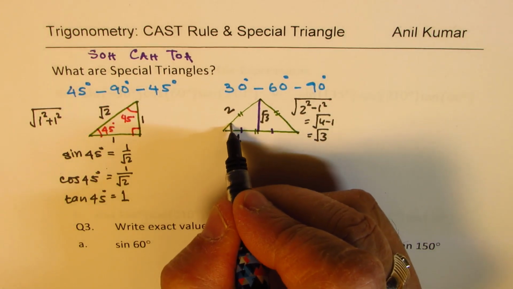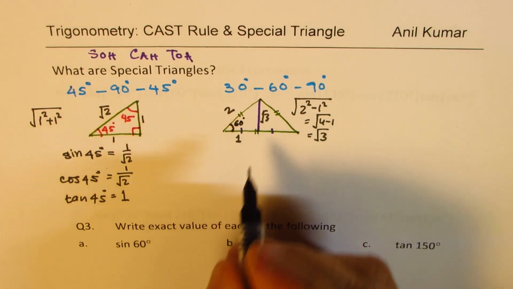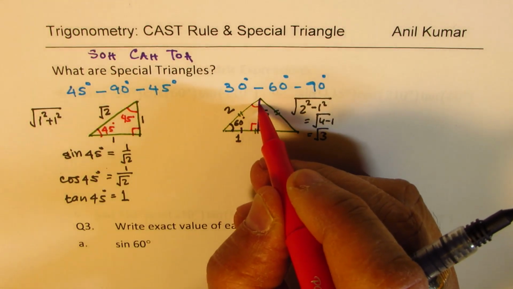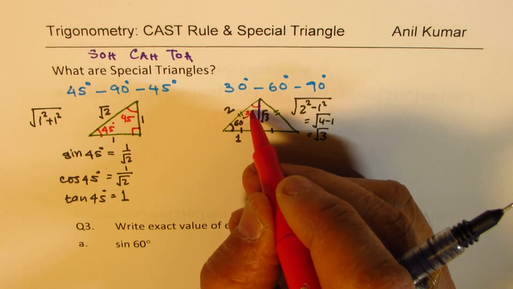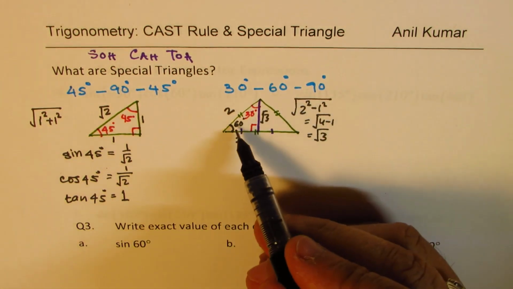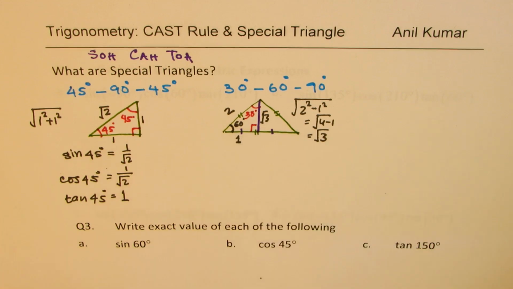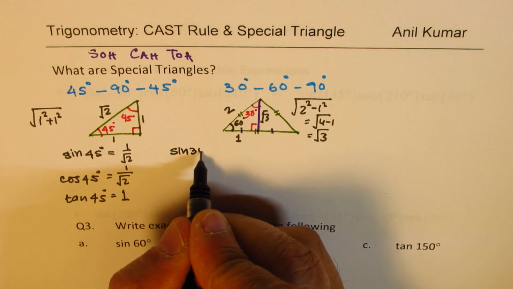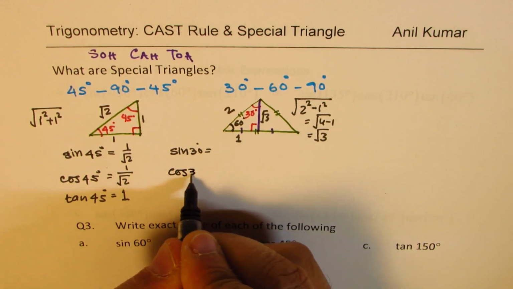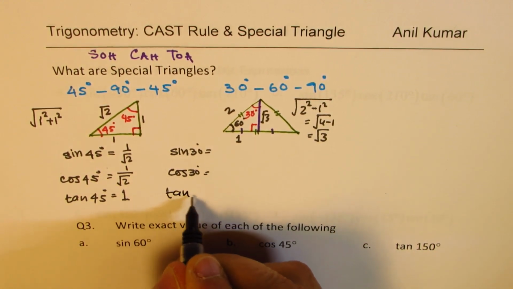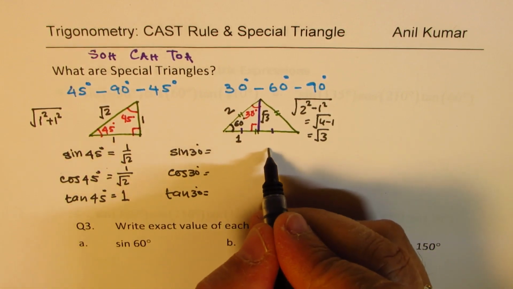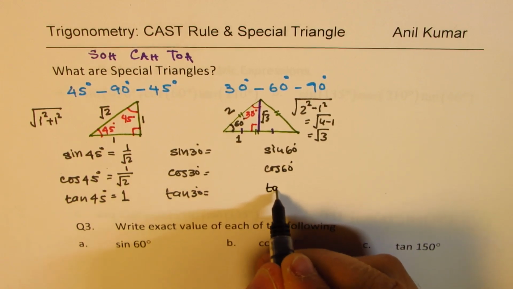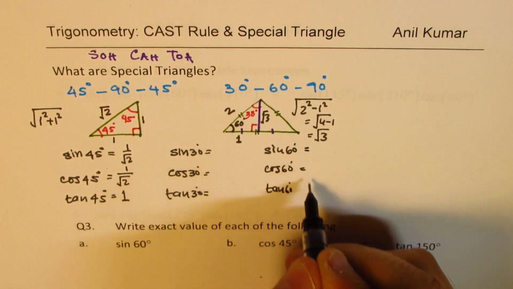Now, this angle is how much? Well, this angle is 60 degrees, and then we have a 90 degrees. Since we have a perpendicular, what is that angle? Well, that should be 30 degrees. So that means in one triangle, we have 30, 60, 90. Now this is a very, very useful triangle, which will give us values for sine of 30 degrees, cos of 30 degrees, tan of 30 degrees, also sine of 60 degrees, cos of 60 degrees, and tan of 60 degrees. Does it make sense to you?